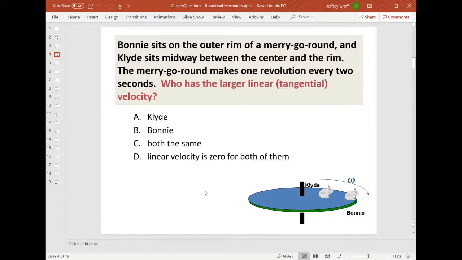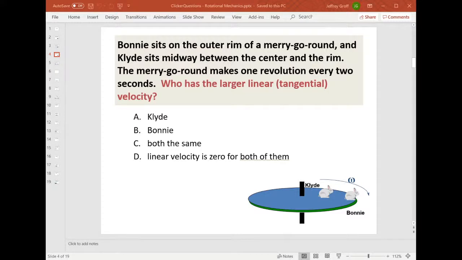I think you'll find it useful to think about units. Units of angular speed or angular velocity are radians per second or revolutions per second. But when it comes to linear speed or tangential speed or velocity, what are the units? It would be meters per second. So who has the larger linear speed in meters per second?